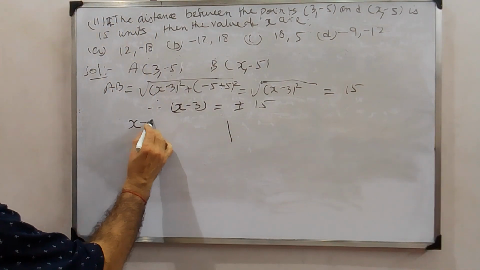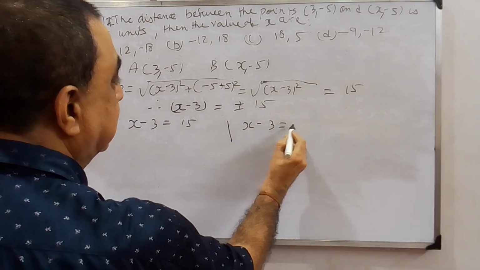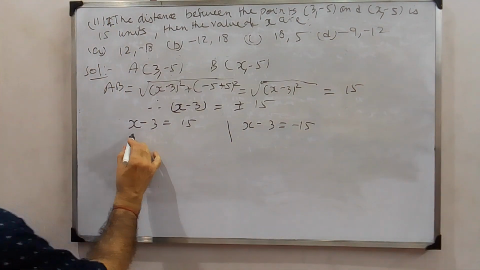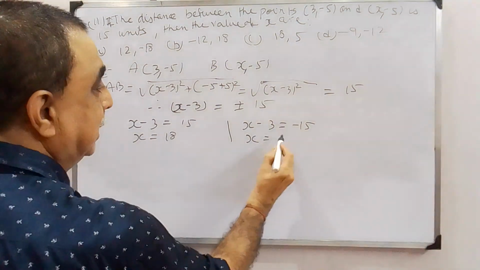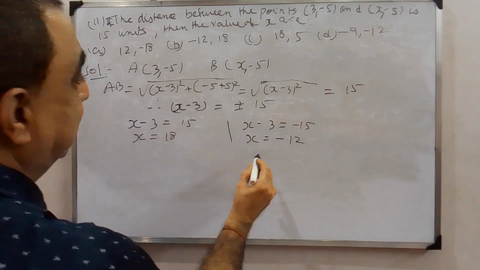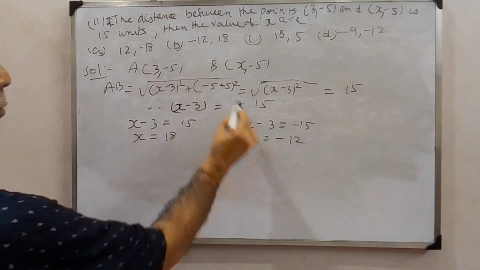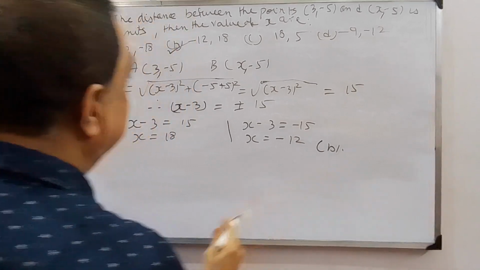Now equate x - 3 with 15 and x - 3 with -15. From here we get the value of x as 18, and from here we get the value of x as -12. So which is the correct option? The x values are -12 and 18, so B is the correct option.